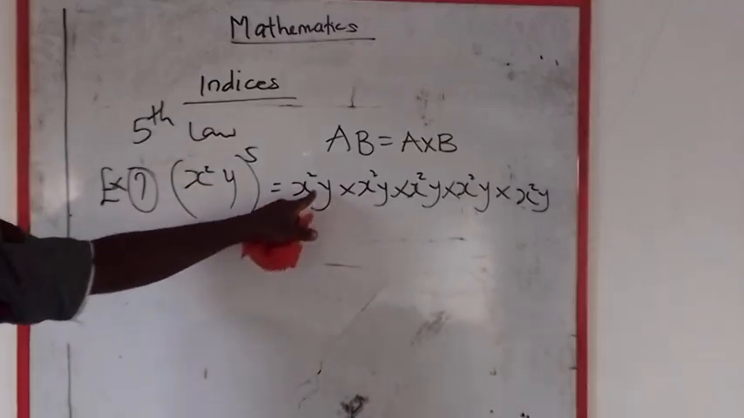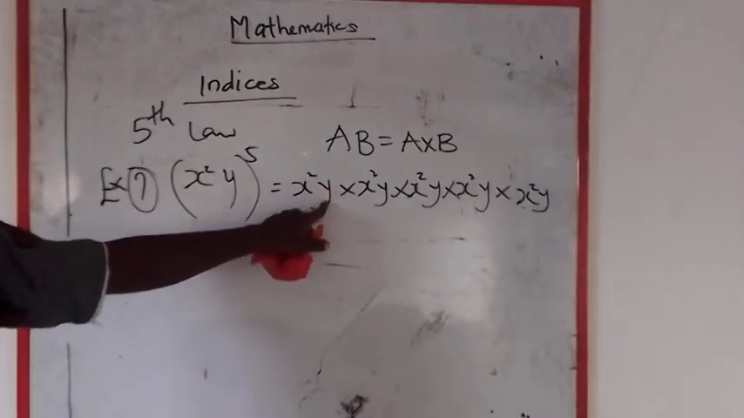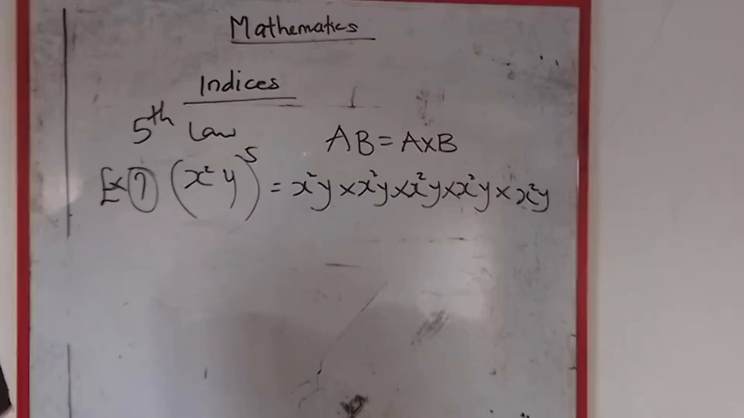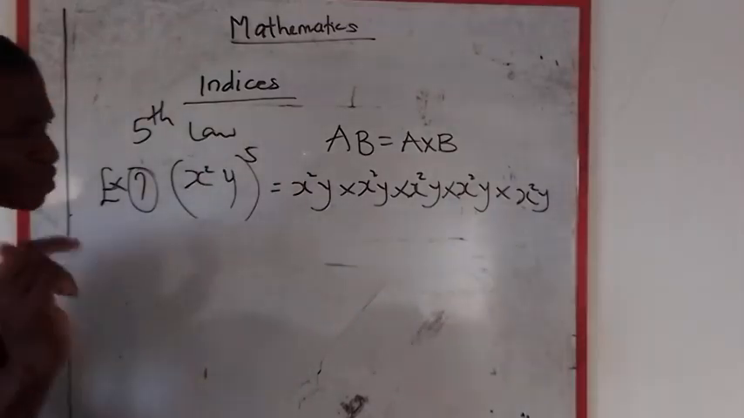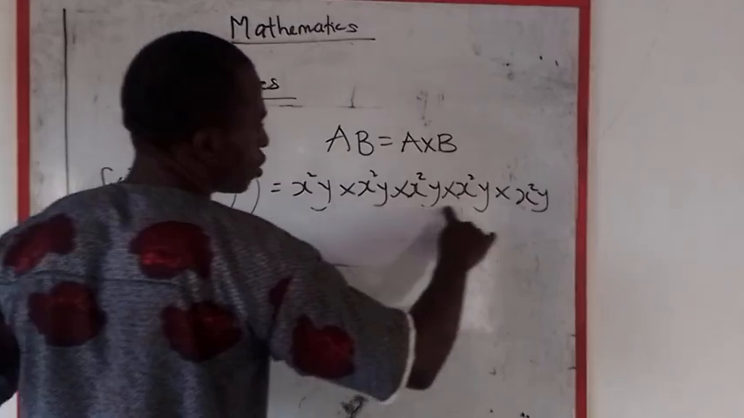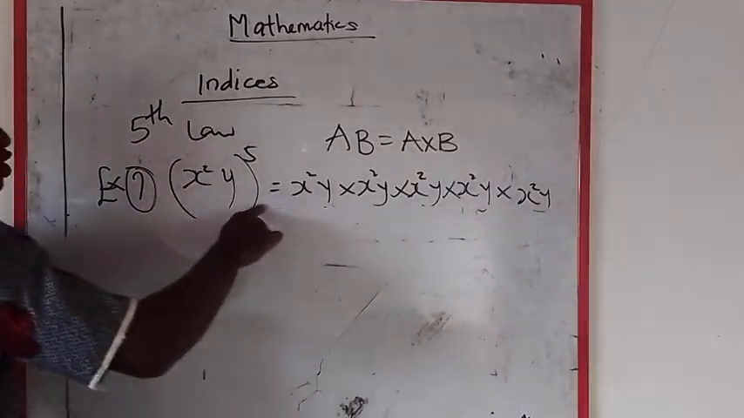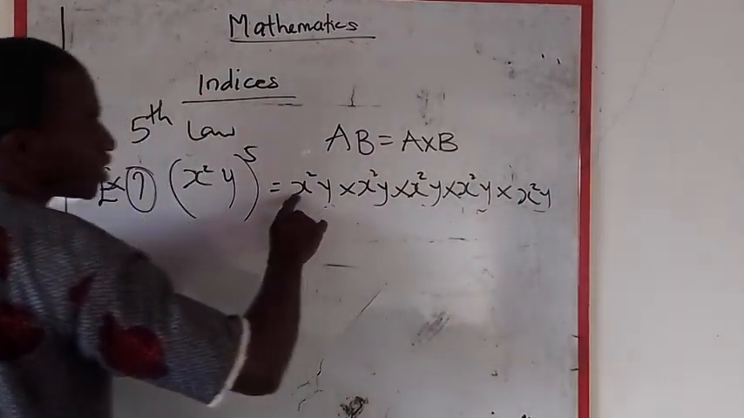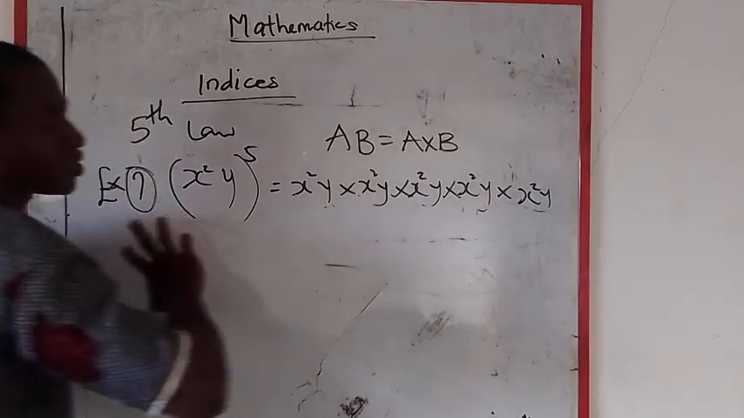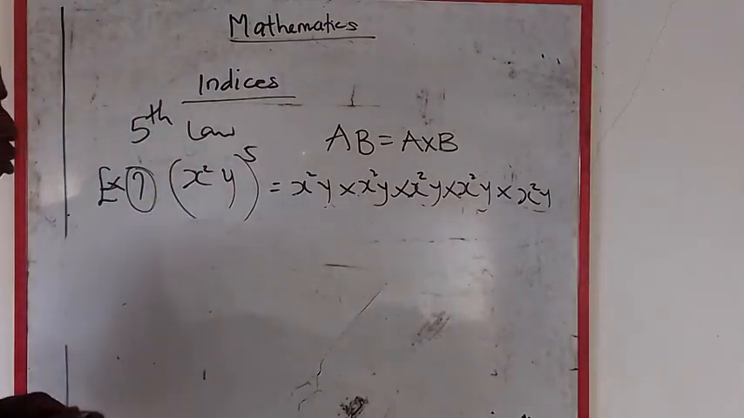So the fact that we're writing x squared y does not mean that it's not x squared times y. It's the same thing. That's what we're talking about. If you check something very important here, you discover that they are all in multiplication form, and they have similar base here: x, x, x, x, x. As long as we have that, we can apply our first law here.